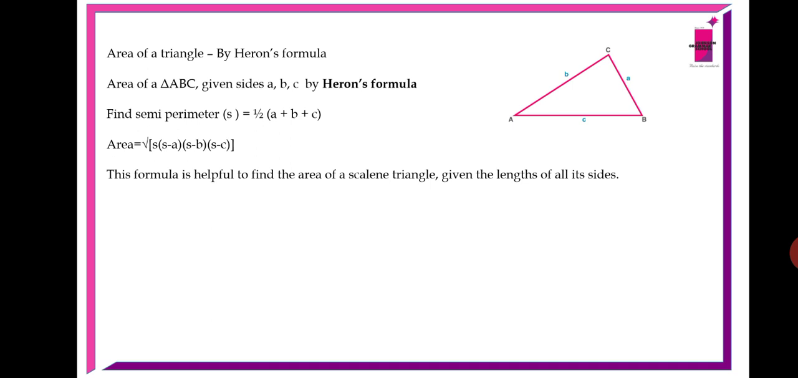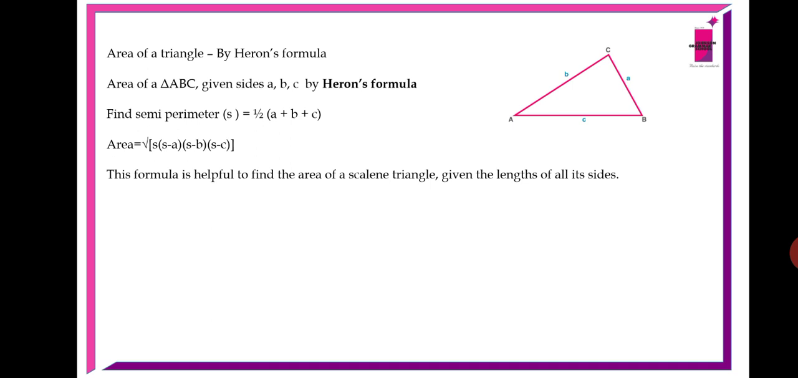The area of a triangle ABC given sides a, b, c by Heron's formula is, first of all you should find out the semi-perimeter s equal to half into a plus b plus c, that is nothing but half of the perimeter, a plus b plus c by 2. Now area equals under root of s into s minus a into s minus b into s minus c.